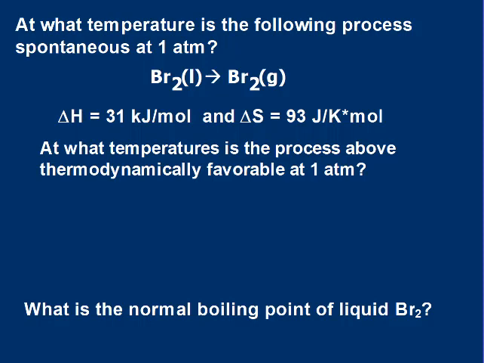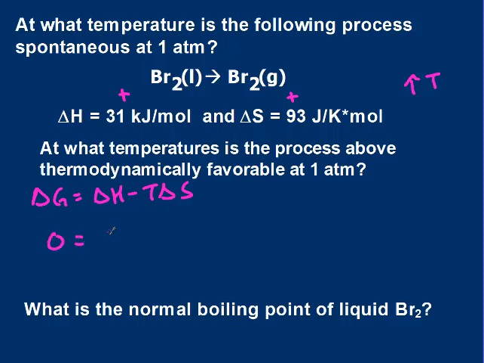In this problem, it says, at what temperature is the following process spontaneous? Notice my delta H is positive and my delta S is positive. So I know that at high temperatures, it's going to be spontaneous or thermodynamically favorable, but what exactly will be a high temp? To solve this problem, we're going to use our delta G equals delta H minus T delta S equation. But we're going to set delta G to 0.